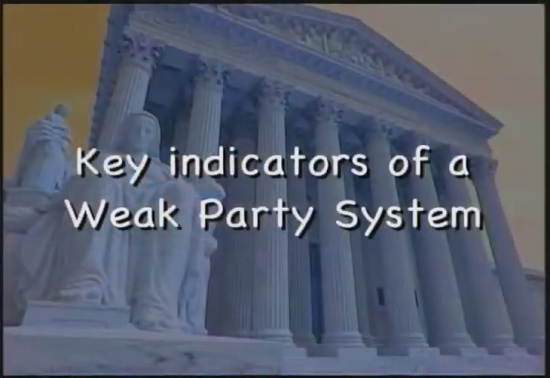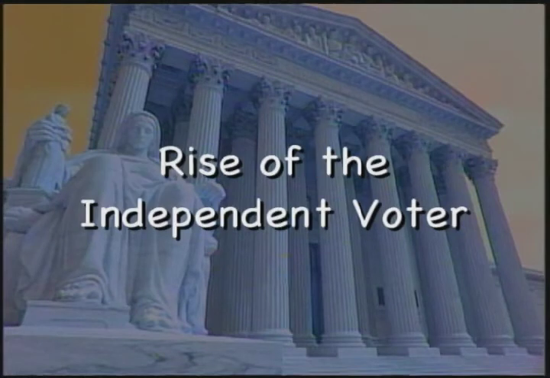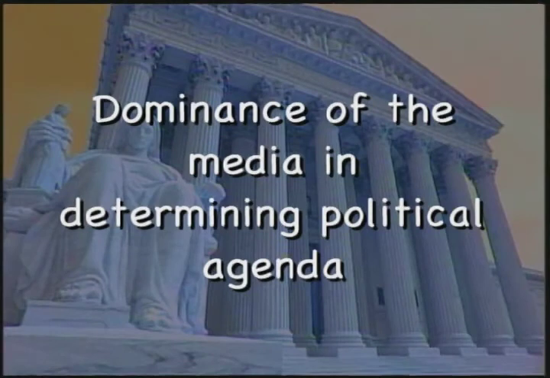So key indicators of a weak party system go hand in hand with these kinds of ideas. One indicator of a weak party system, naturally, is the rise of the independent voter, those who identify strongly with neither party. All right, so that's a good indicator of a weak party system. Talking about the role of the media and television: television, not parties, plays one of the most important roles in determining important political and election issues. It's the media, and you're going to be directly interfacing with the media and not, again, worrying about the party. So the role of the media, particularly television, plays a dominant role in our system.